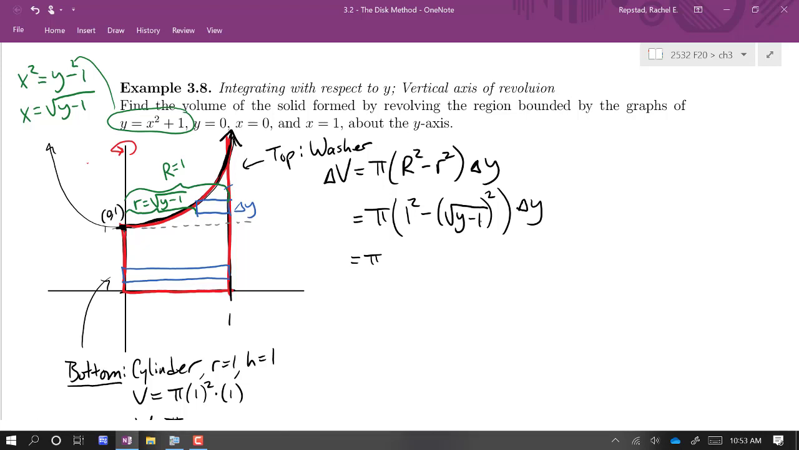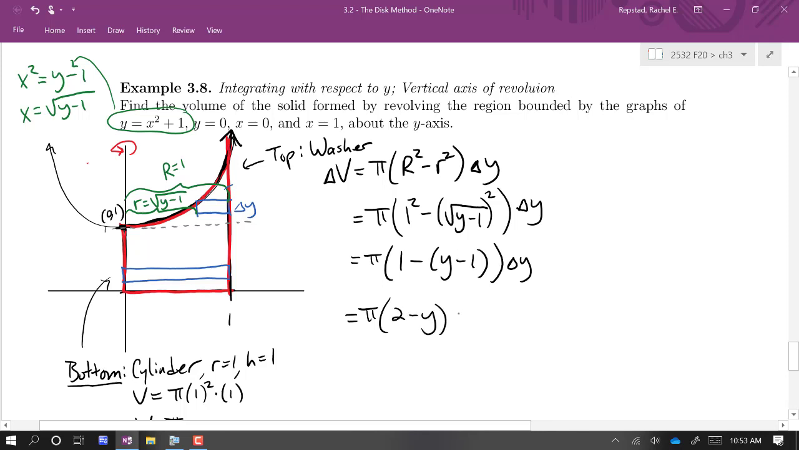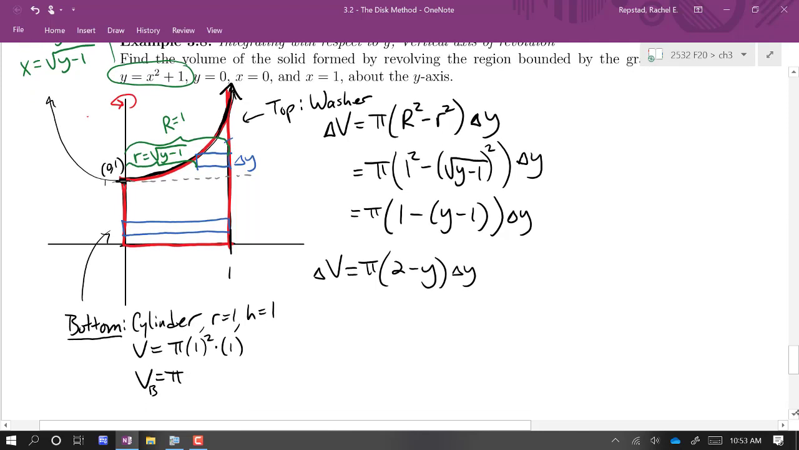The value of big R is not changed, because that horizontal length is 1. So we get 1 minus, if we square the square root, here we just get y minus 1. Be careful with your signs, because we still have to subtract the whole thing. And so this is pi times 2 minus y delta y. So there's the volume of our sample washer for the top. I'll call that delta V_T.